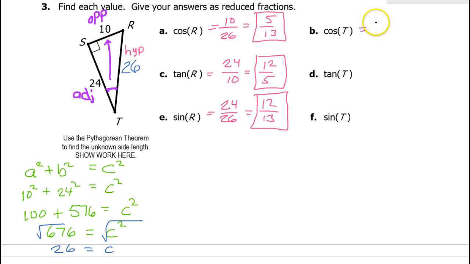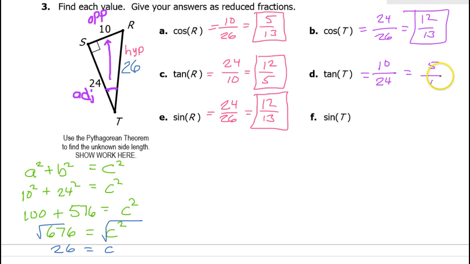Okay, so cosine is adjacent over hypotenuse. So that's going to be 24 over 26, which reduces down to 12 over 13. Tangent is opposite over adjacent. So that's going to be 10 over 24, which reduces to 5 over 12. And sine is opposite over hypotenuse, so that's going to be 10 over 26, which reduces down to 5 over 13.